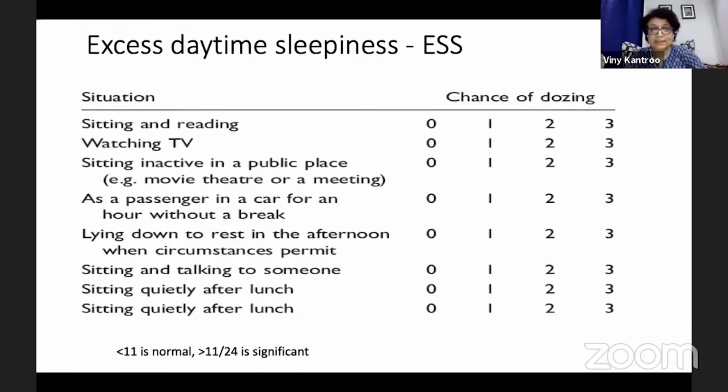So excessive daytime sleepiness is something which you can assess by the Epworth sleepiness score. It is a very simple scoring, which you can keep as a chart with yourself in your clinic, and it involves asking questions like, do you have a chance to doze off in situations such as sitting and reading, watching TV, sitting inactive, being a passenger, lying down to rest in the afternoon. And the scoring is 0, 1, 2, and 3, where 0 means no chance and 3 means most chance of dozing in these kinds of situations. So less than 11 is normal, and more than 11 out of the total 24 would be significant.